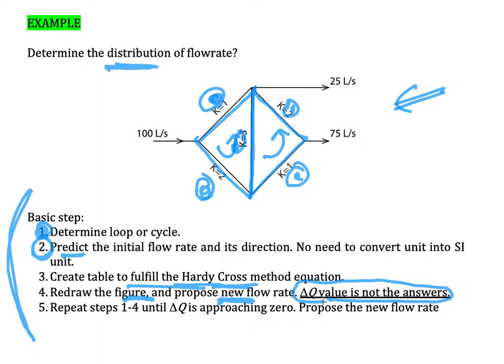Delta Q is actually just an indicator to show whether our result is good enough or we need to do another calculation. If your delta Q is not small, you need to repeat step 1 until 4 until your delta Q is approaching 0. After you get the delta Q, again, the delta Q is not the answer, but you need to propose your new flow rate as your final answer. So this is the basic step, and I will show you how to solve this problem.